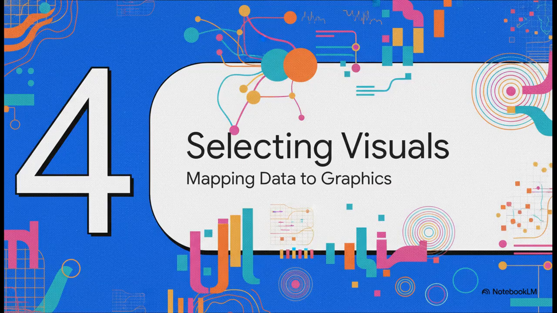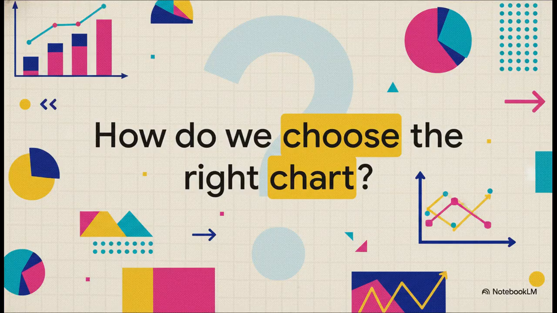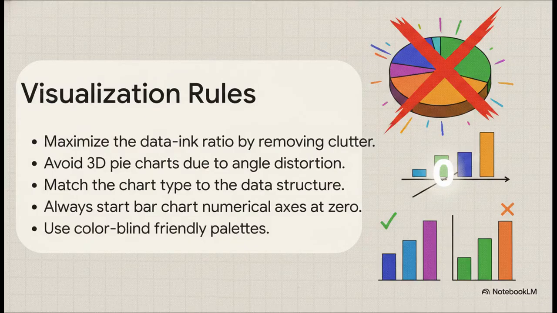Section 4. Selecting the right visuals. Because once our data is perfectly organized into tables, our next analytical step is to accurately map it to human cognitive perception using graphics. So the critical question we always have to ask ourselves is, how do we choose the right chart? How can we guarantee that our visualization actually clarifies the data for people, rather than distorting it or accidentally misleading our audience? It all comes down to a few very precise design rules.